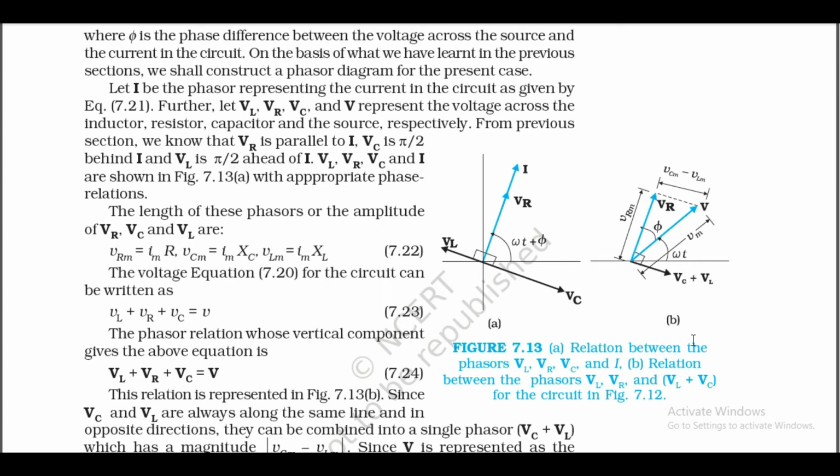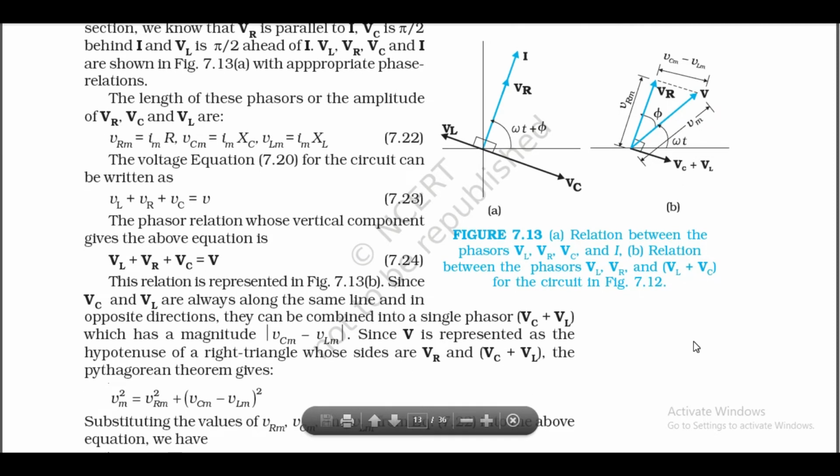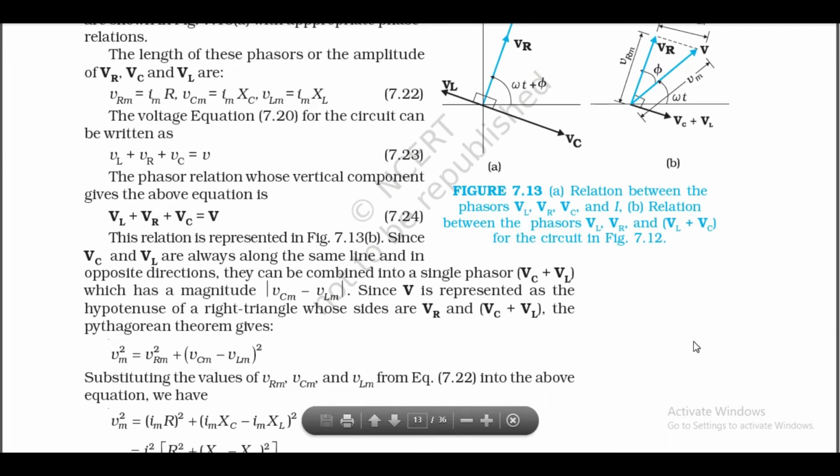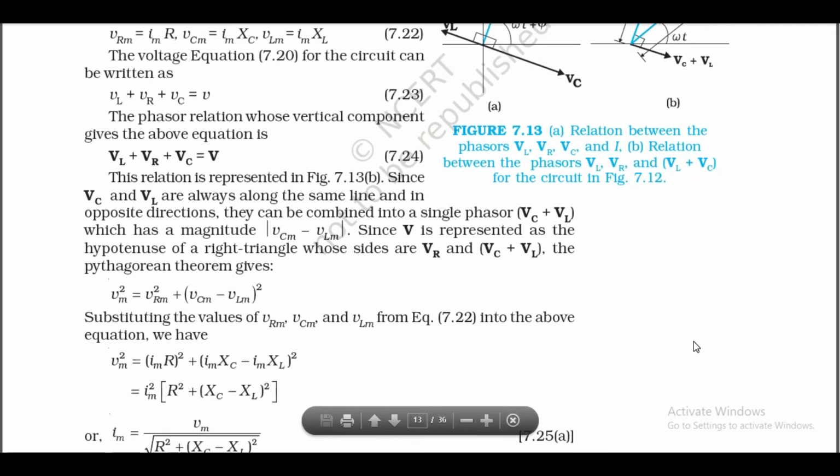The length of these phasors or the amplitude of VR, VC and VL are VRm = Im R, VCm = Im XC, VLm = Im XL. The voltage equation 7.20 for the circuit can be written as VL + VR + VC = V. The phasor relation whose vertical component gives the above equation is VL + VR + VC = V. This relation is represented in figure 7.13b.